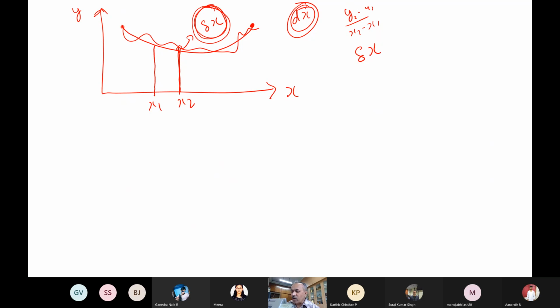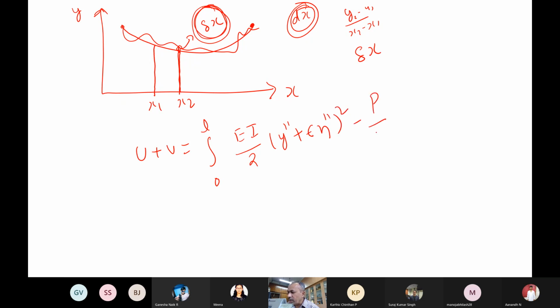Finally, you write the total energy, that is U plus V. I think I would have written in the next lecture EI by 2 times y double dash, you substitute in the energy expressions, epsilon whole square minus P by 2. So this is your strain energy, and then this is the work done by the load. So it is a derivative.